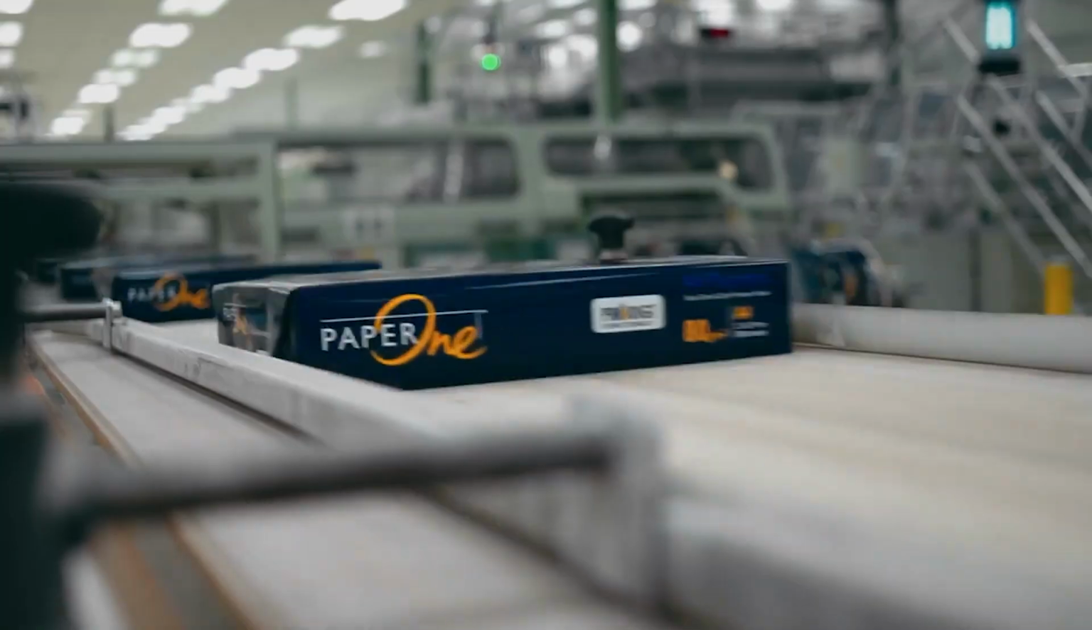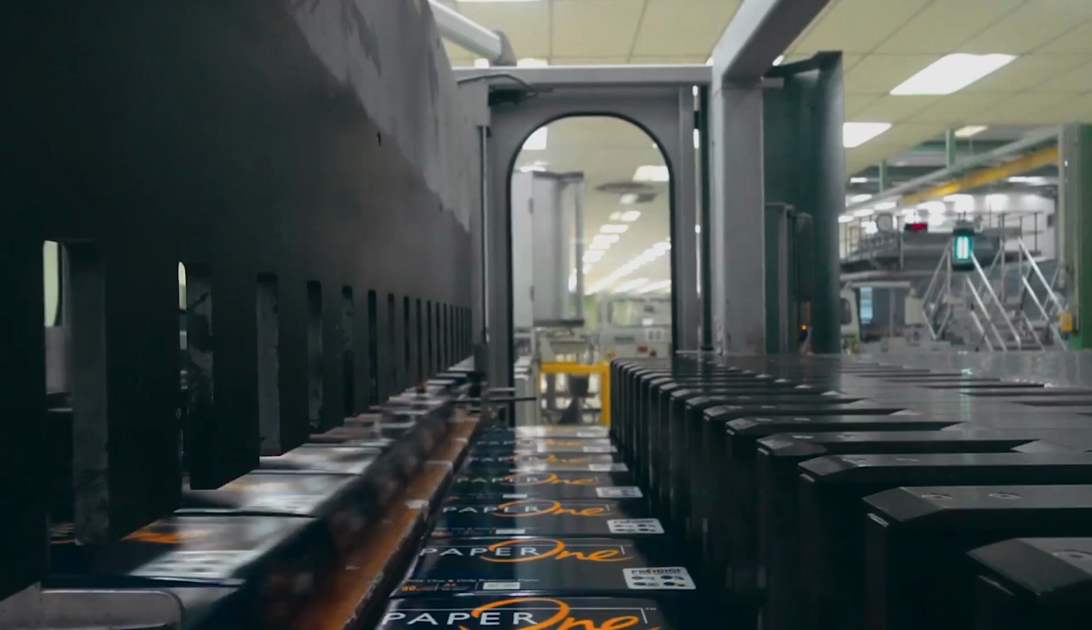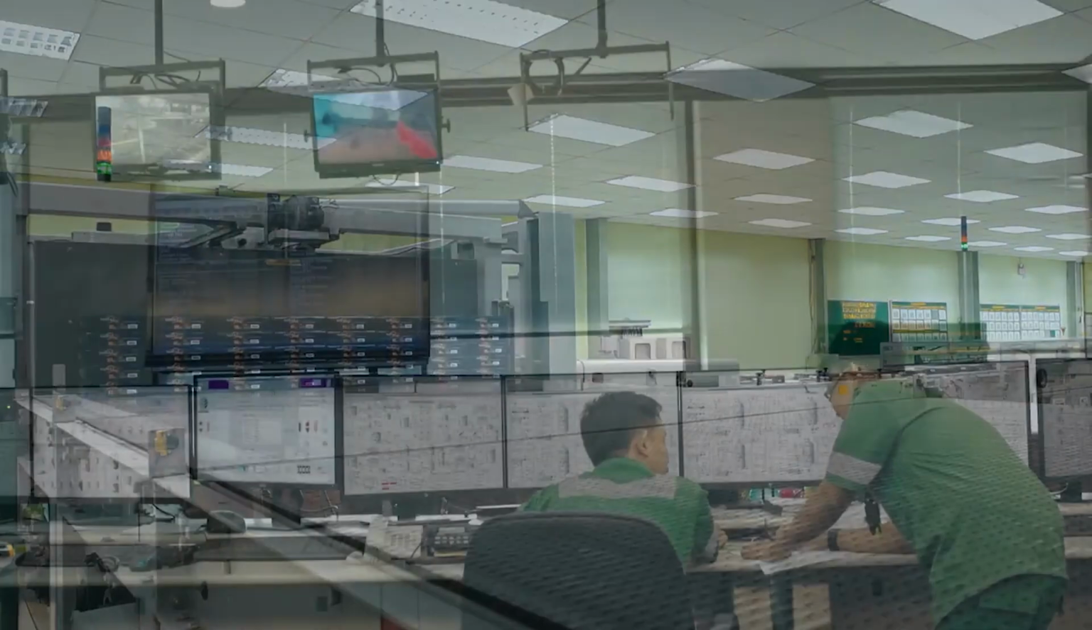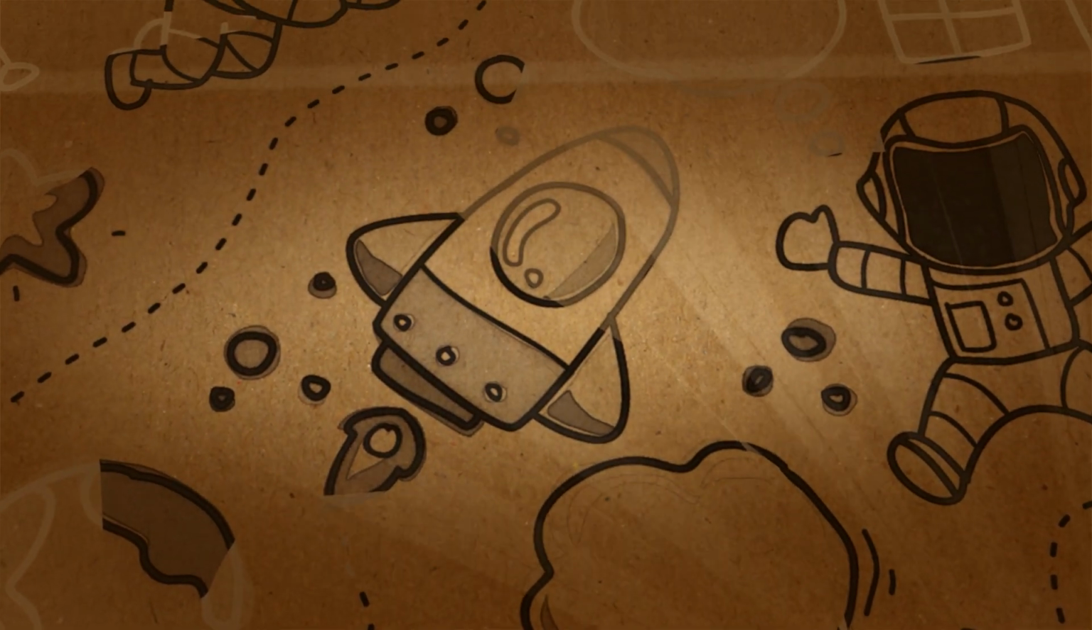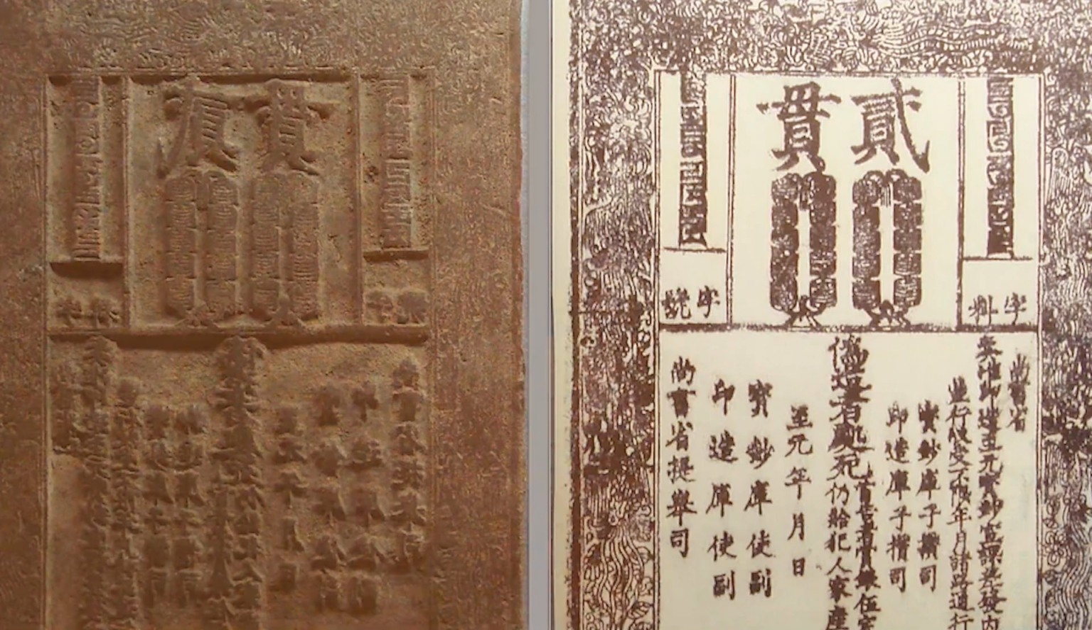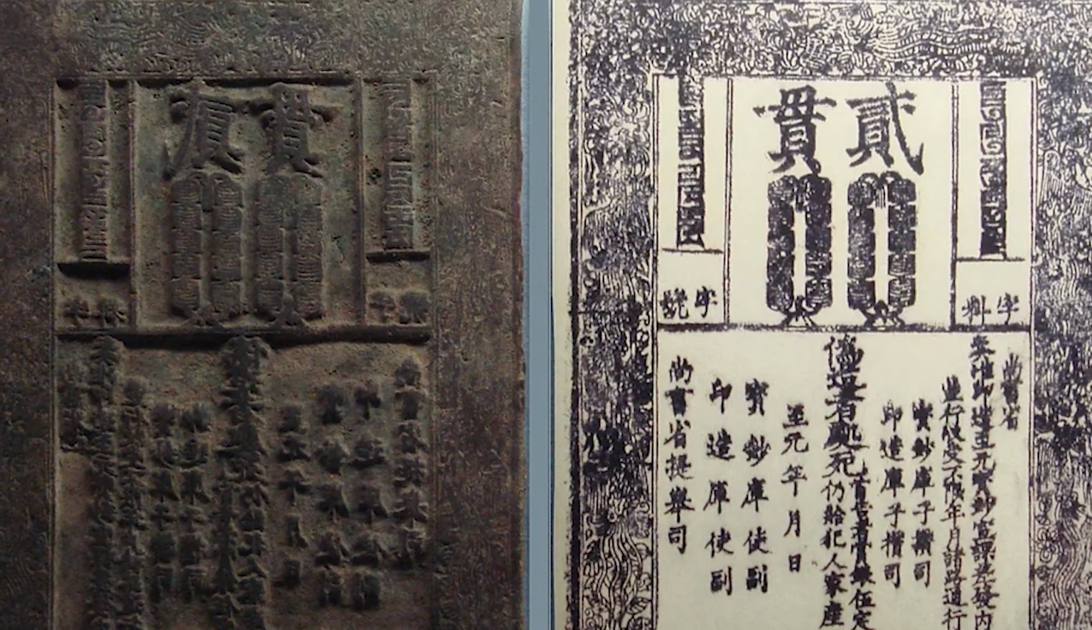Have you ever wondered how a simple invention like paper transformed the way we communicate and store information? What would our world look like today if paper never had been invented? How did paper evolve from ancient scrolls to the modern sheets we use every day?